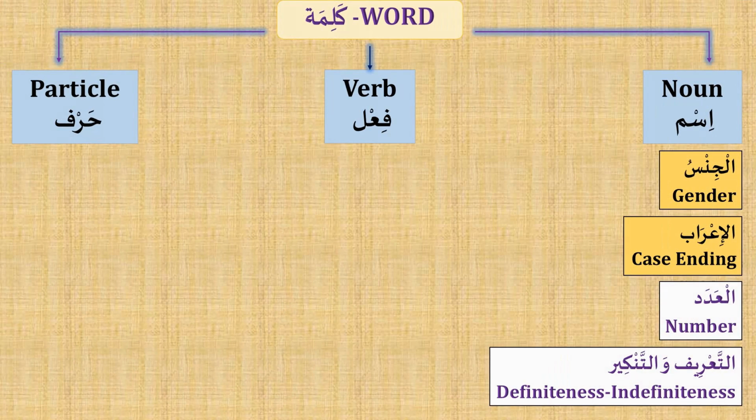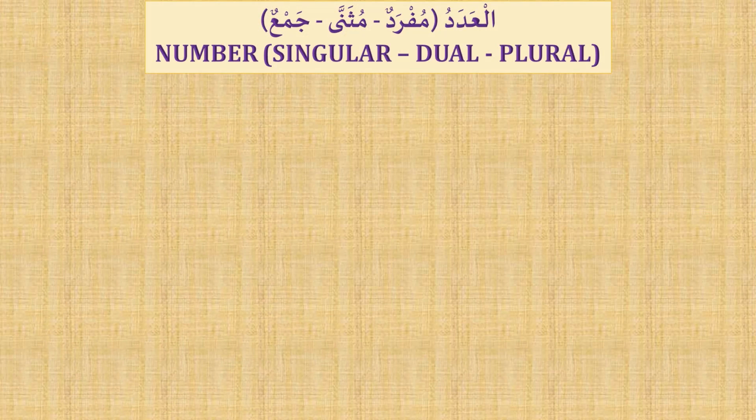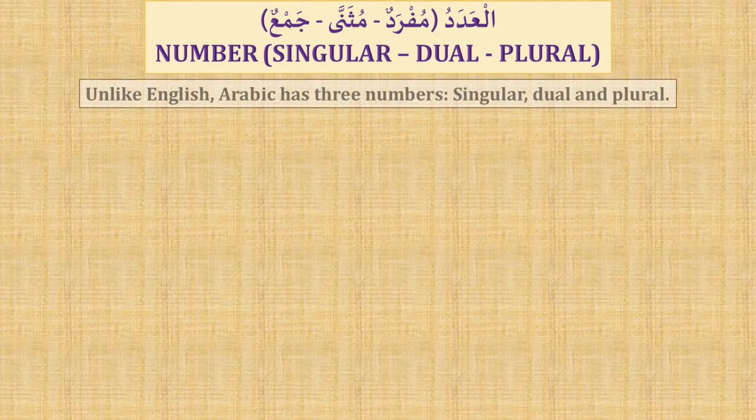Previously we learned the first two qualities of Arabic noun, al-jins gender and al-i'rab case ending. In this lesson we are going to learn al-adad number inshallah. Al-adad: mufrad, muthanna and jam', number: singular, dual and plural.